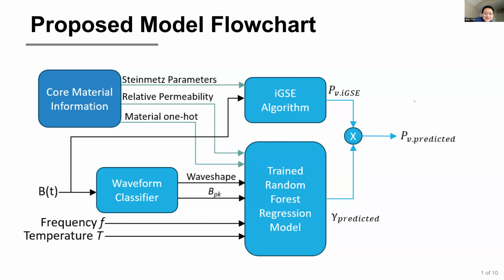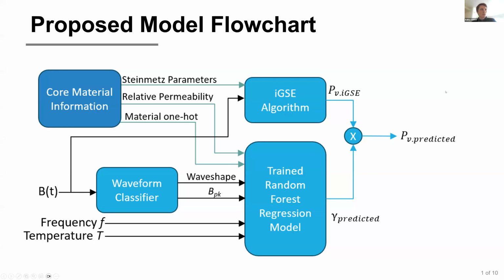Yes. Okay, perfect. So we went with sort of a different approach than a lot of teams. What we did was we used the IGSE algorithm as a starting point, and then we just used a simple random forest regression model to try to predict a correction factor for the IGSE algorithm. And then from there, we multiplied the correction factor by the IGSE prediction to get our predictions.